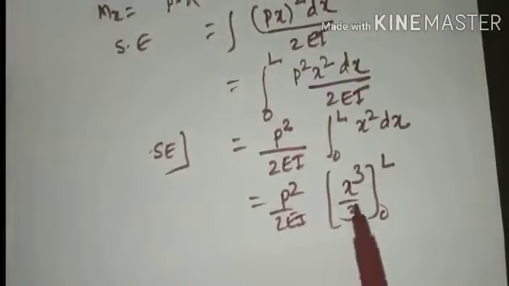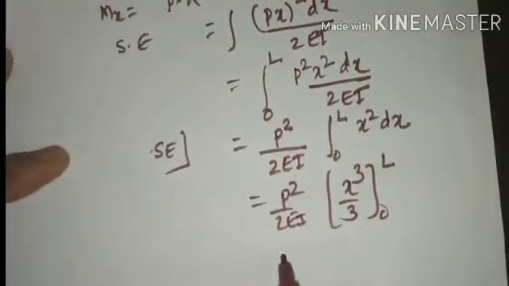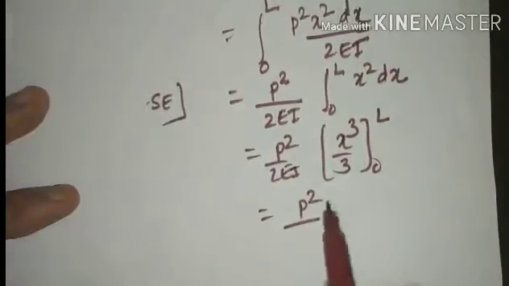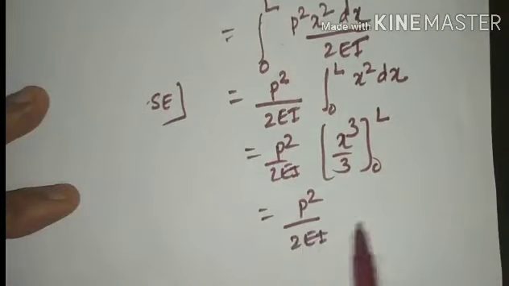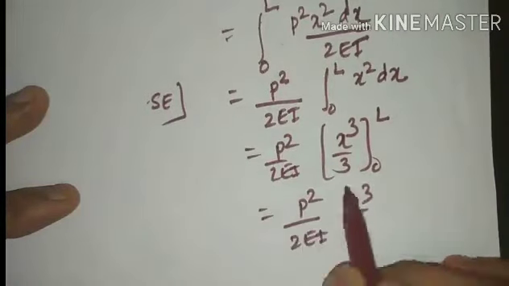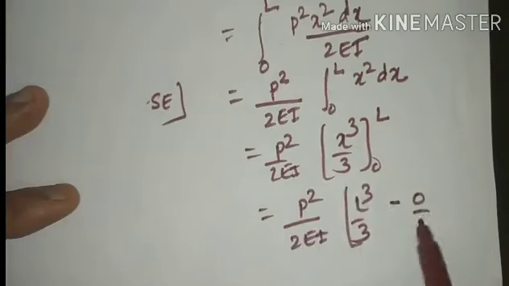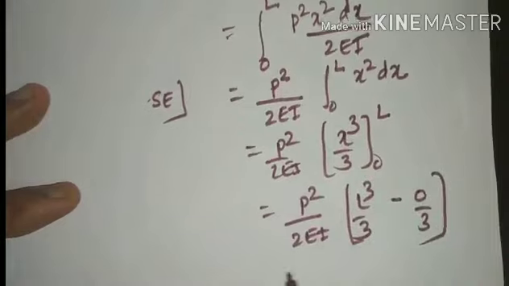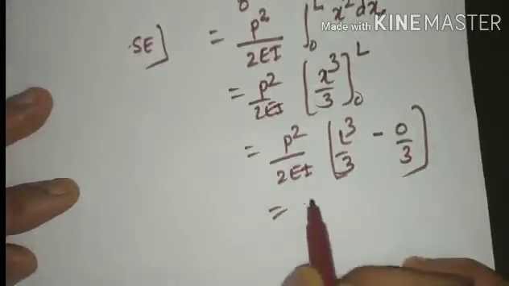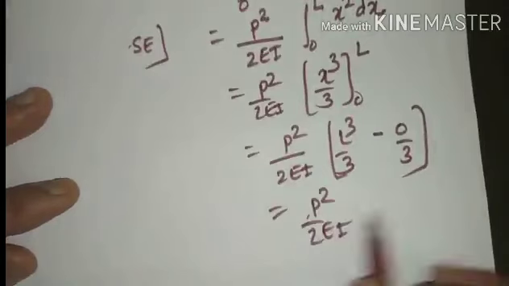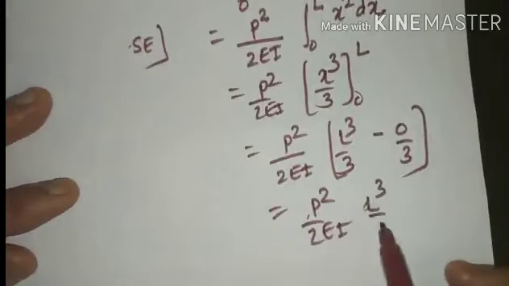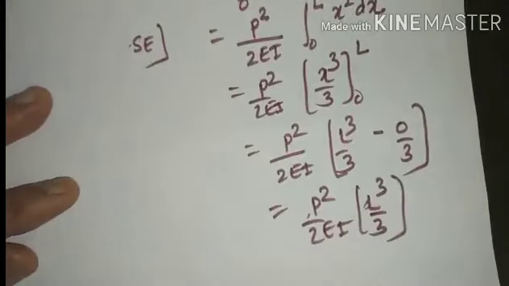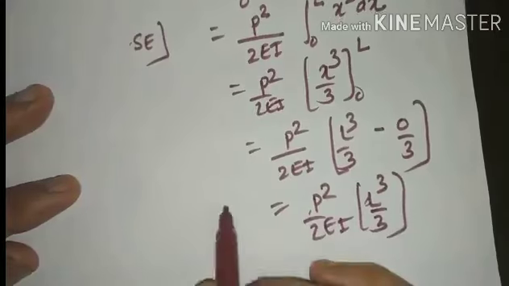Integration of x square will be x cube by 3, from 0 to L. So we shall substitute here P square divided by 2EI, L cube divided by 3 for the first term, minus 0 divided by 3. So that is P square divided by 2EI as it is, and the second term will be 0. That is, L cube divided by 3 will come as it is. This is the strain energy stored now.